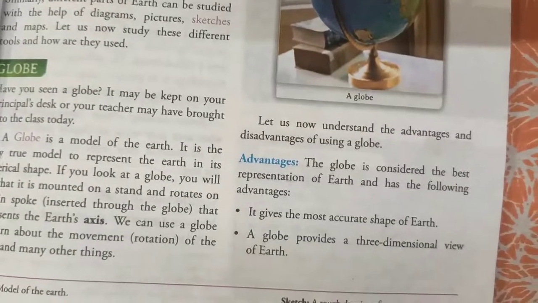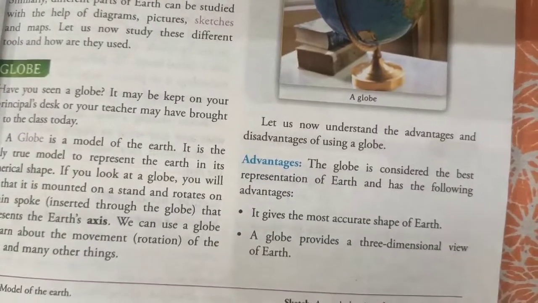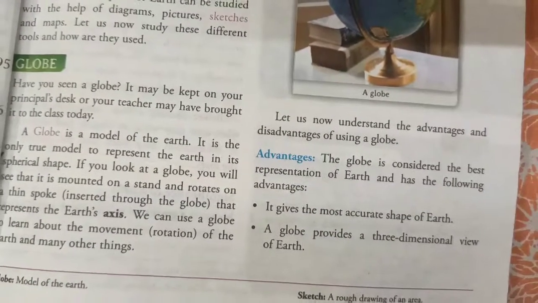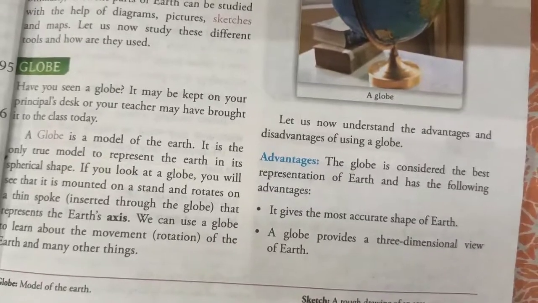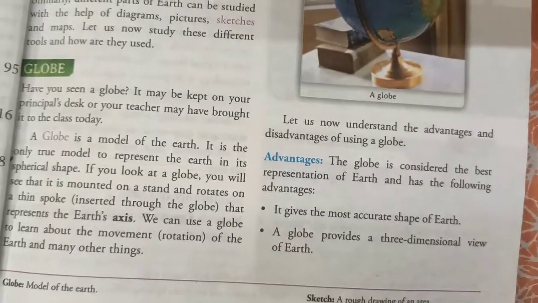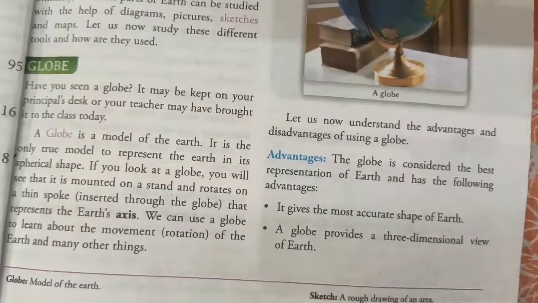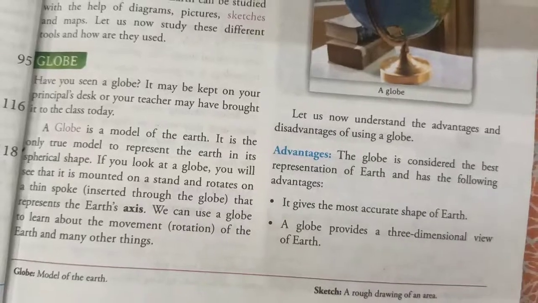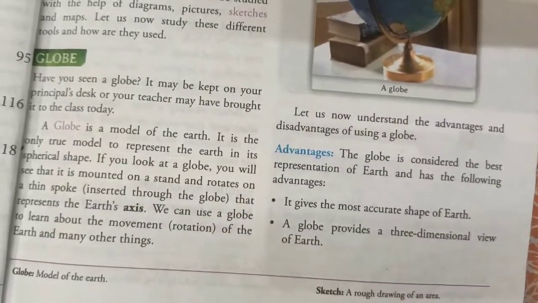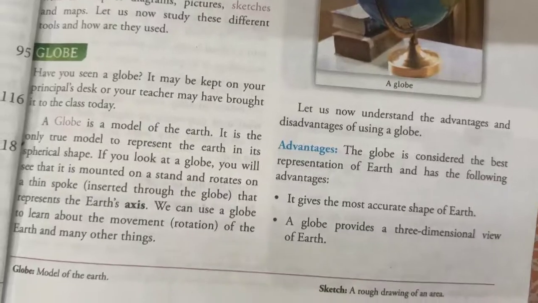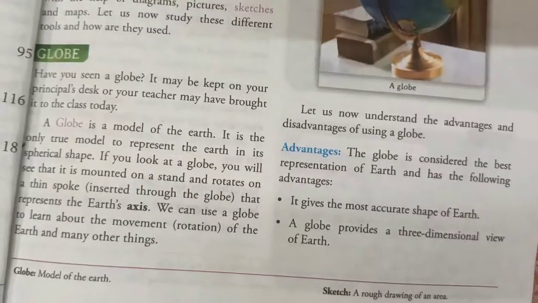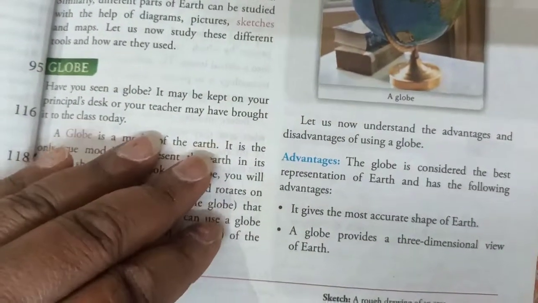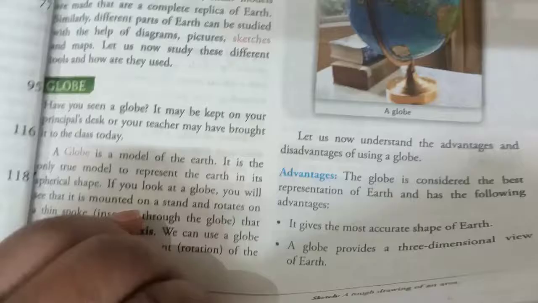Now let us see what are the advantages. The globe is considered to be the best representation of the earth. So let us see what are the advantages and why it is known as the best representation of the earth. The first advantage is that it gives the most accurate shape of the earth. Secondly, a globe has an advantage because it provides a three-dimensional view of the earth.